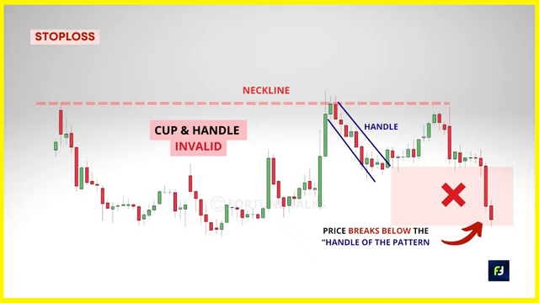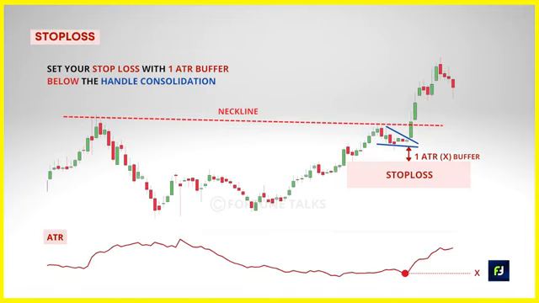Now the stop loss setting is the same as in the case of a bull flag or a bull pennant pattern. You don't want to put the stop loss at the exact low of the handle, because the market could trade into that area of value and then reverse higher. So instead, give it some buffer below the handle, like 1 ATR or below it.